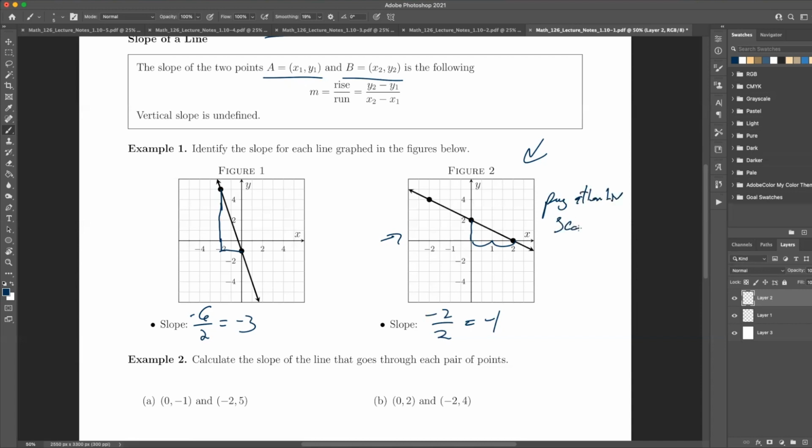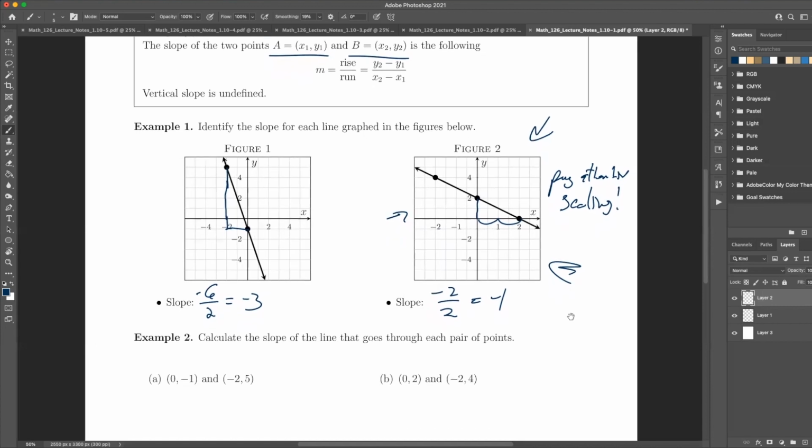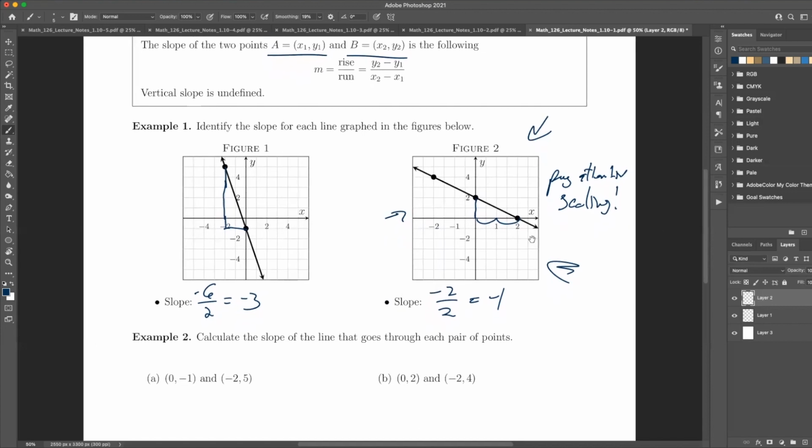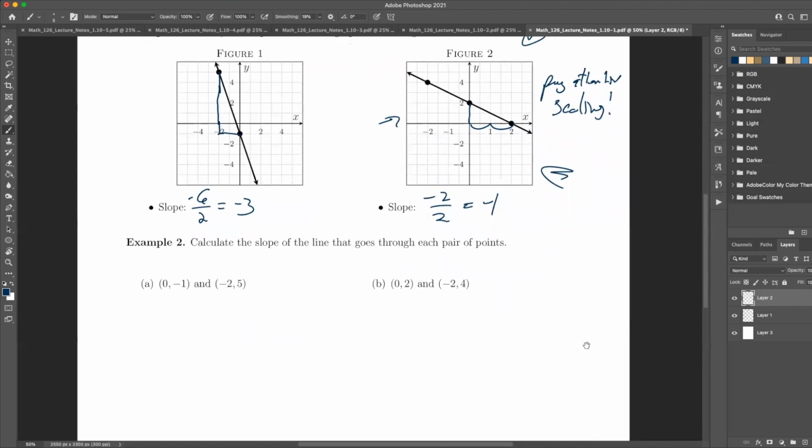Pay attention to your scaling. This happens a lot in life, where one axis is a different scale than the other. This will come up in engineering, in politics. Misleading graphs are the number one thing used in politics. I don't know why, but they do. So just be very careful when you're reading a graph. That's the only reason I put this here, just to say be cautious.